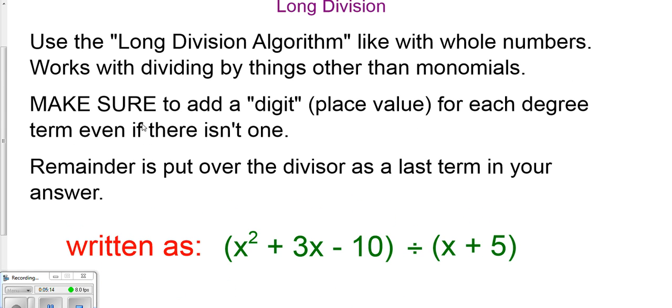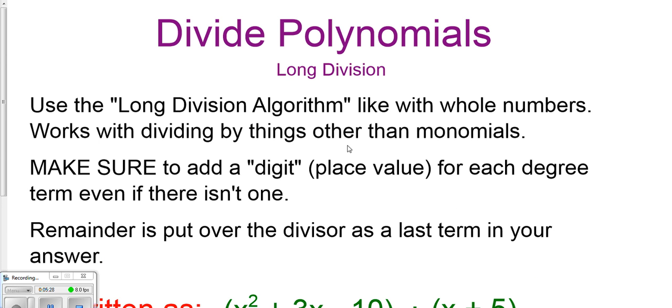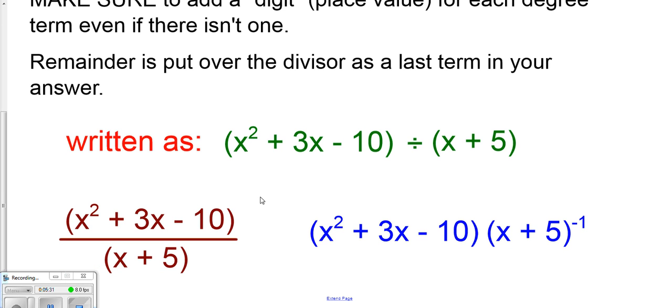In the end, just like with our long division algorithm for whole numbers, if you have a remainder, add it to the end as the remainder over the divisor. That'll become your last term. So, when you have a long division problem, it might be written a couple different ways. You'll see it written like this a lot, this polynomial divided by this polynomial. This is a clear indication that here is your dividend divided by here's your divisor.